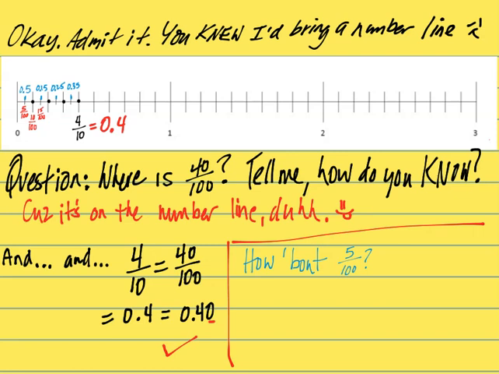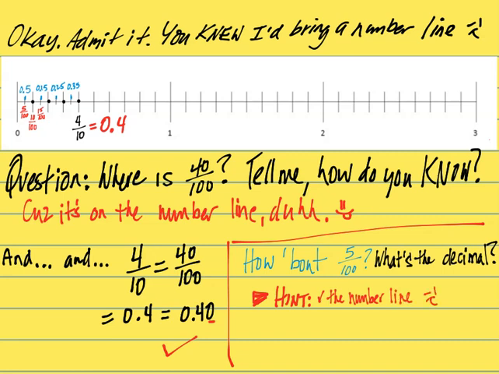How about 5 hundredths? Think about that for a second. What does that look like as a decimal? Now, we know it can't be 50 hundredths. We know it can't be 5/10, so I've just eliminated two possibilities. In fact, here's what I'm going to do. I'm going to string this all the way out. Let's see, what's the decimal? Hint, check the number line.